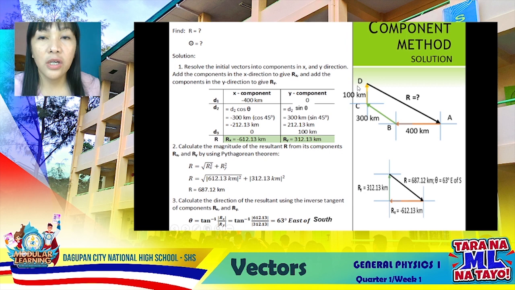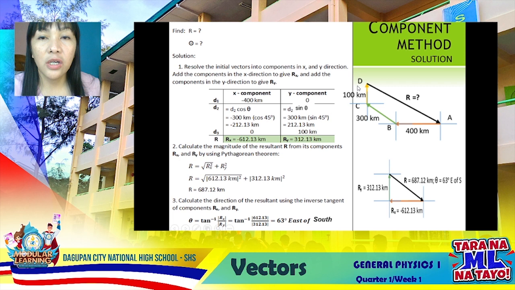So, we are asked to find the magnitude of the resultant, which is the R here, and of course its direction. So the first thing that we should do is resolve the initial vectors into components in the x and y direction. Add the components in the x direction to give the R sub x, and add the components in the y direction to give R sub y. So this is what it looks like.